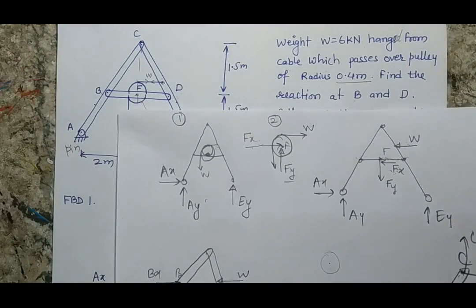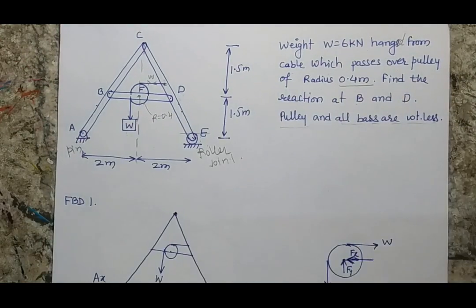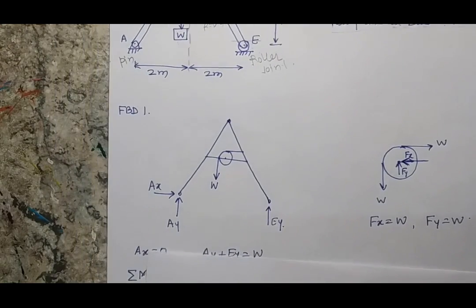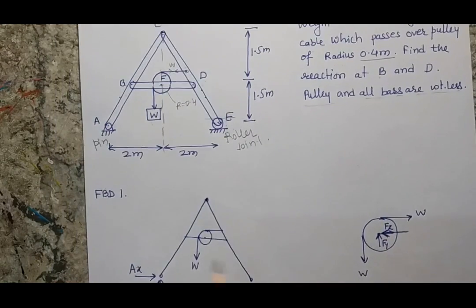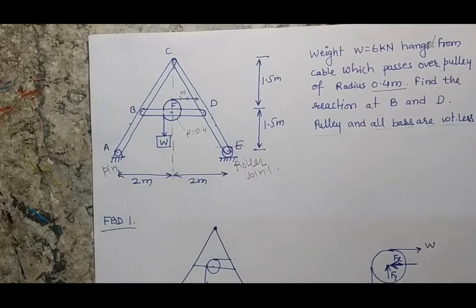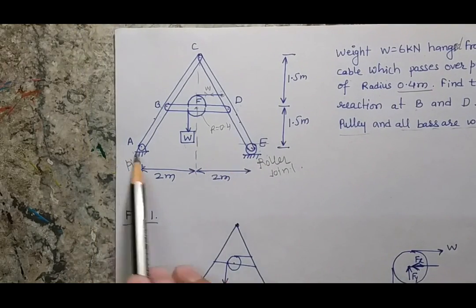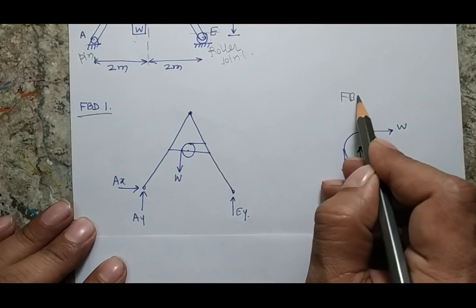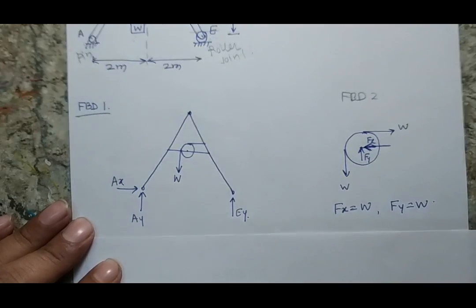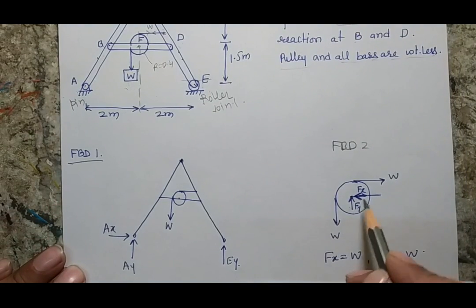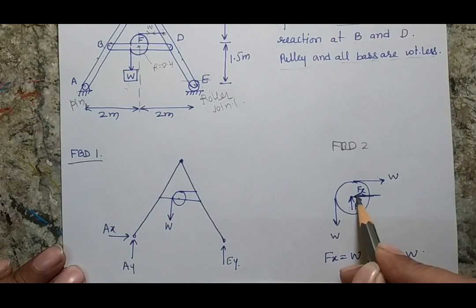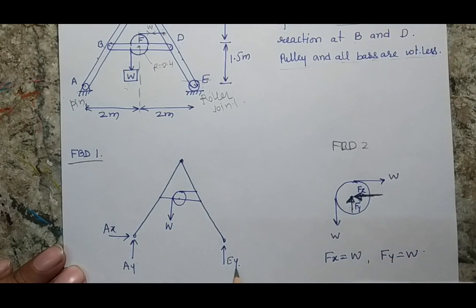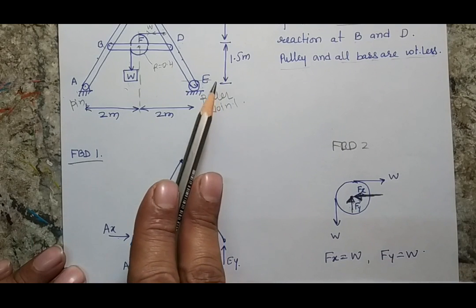Conventionally, we generally start our problem by removing the support. Suppose this is my first free body diagram, where I have removed only these two ends. This is my second free body diagram, where I am taking the forces only on the pulley, and here I am assuming the direction of my horizontal reaction and the vertical reaction. These are the reactions because I have removed joints A and E.